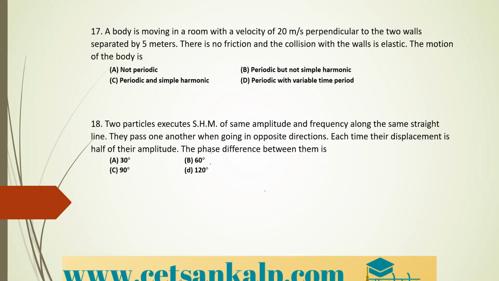elastic. So what happens in case of elastic collision? Both kinetic energy and momentum are conserved. The motion of the body is... So what is the answer? See here, since there is no friction and the collision is elastic, no loss of energy takes place. When there is no friction and the collision is elastic, there is no loss of heat or energy. And the body strikes two perpendicular walls.